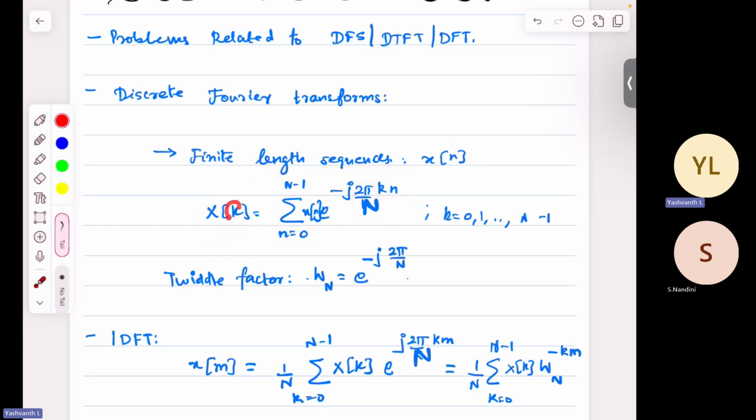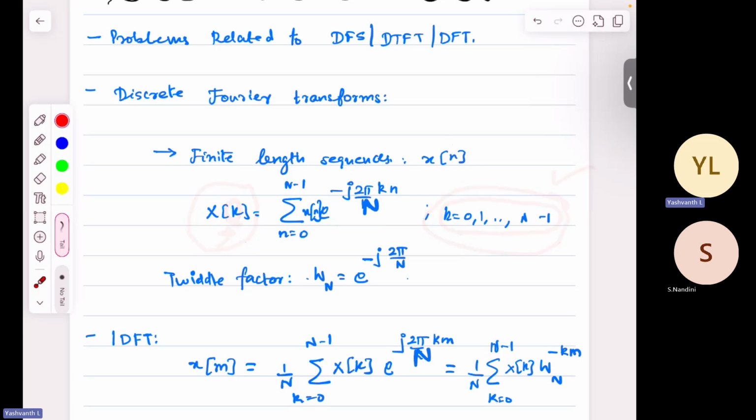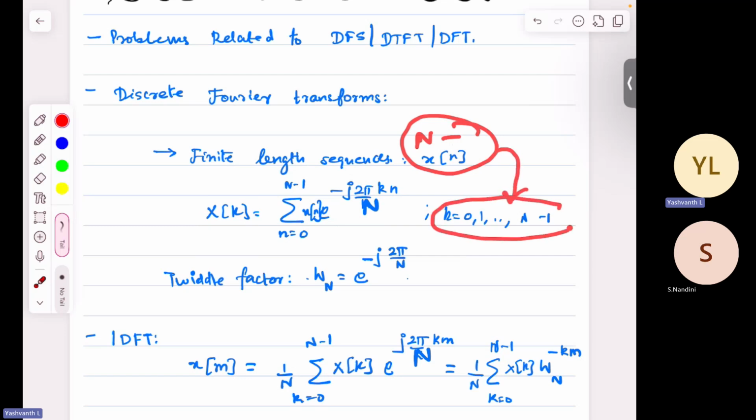Here k is the frequency domain index. It's not a continuous variable, it's a discrete variable, because in DFT the frequency domain signal is also a discrete signal. Therefore k only takes integer values, and the number of values over which the DFT is defined is also N. So if you take an N length discrete time domain signal, its DFT is also an N length discrete frequency domain signal. That's the first observation to make.